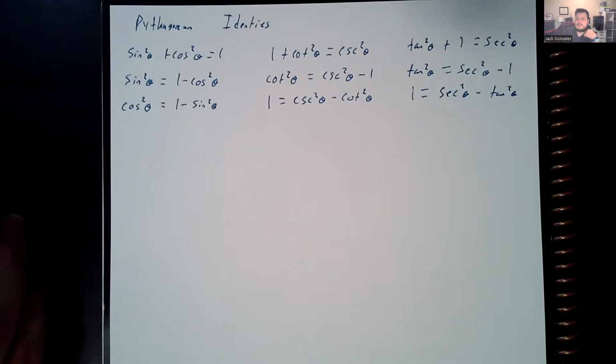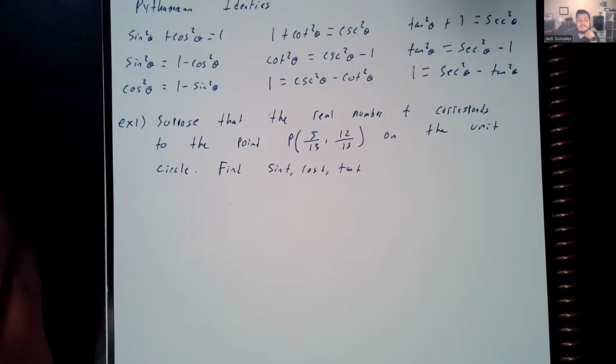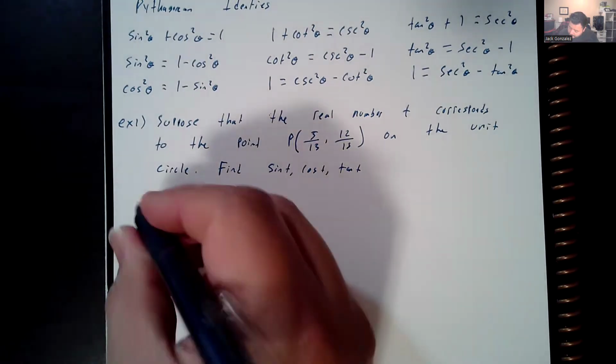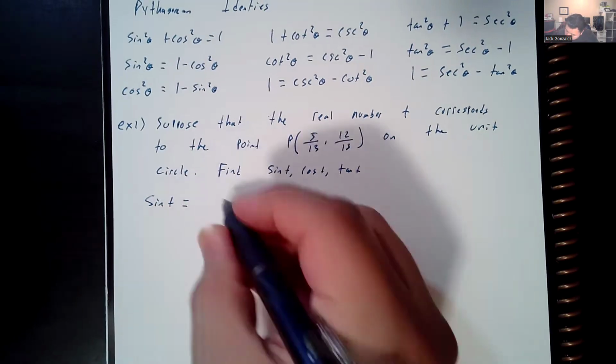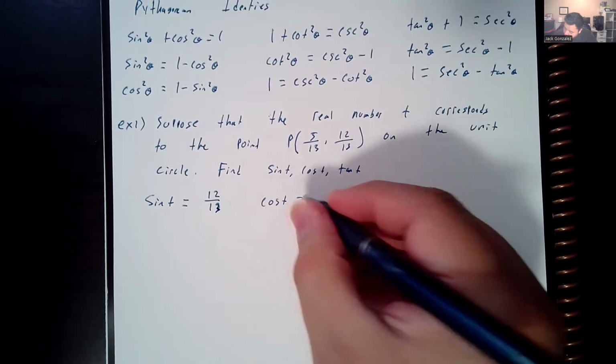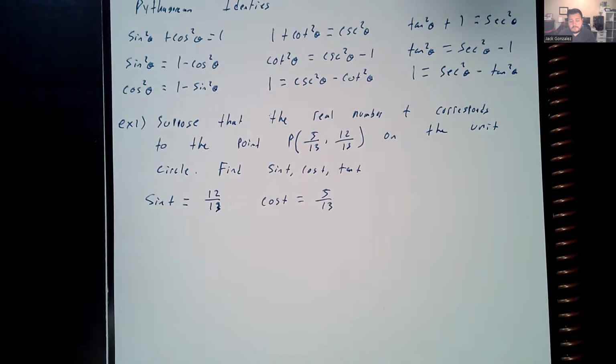Okay, so now let's pick a question. Example 1. Suppose that the real number t corresponds to the point P, 5/13 and 12/13. So that's your point on the unit circle. Find sine t, cosine t, and tangent t. Remember that we said sine is defined as the y value on the unit circle. So the y value, sine of t, would be 12 over 13, right? Cosine would be the x value, so that would be 5/13.